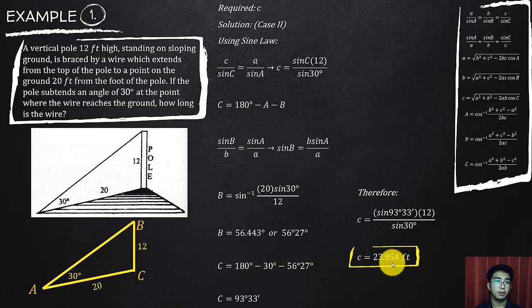This time for oblique triangles, we are using the law of sines or cosines. Okay, so I hope that was clear.